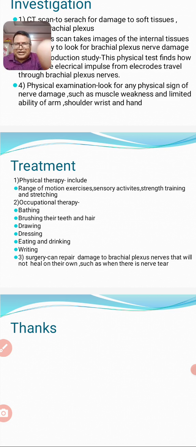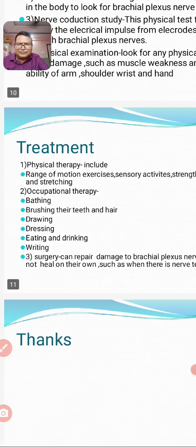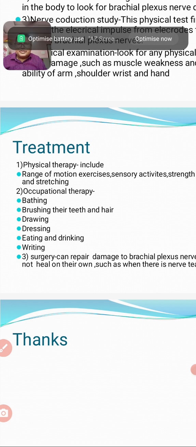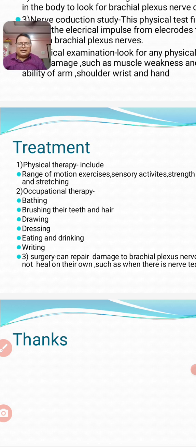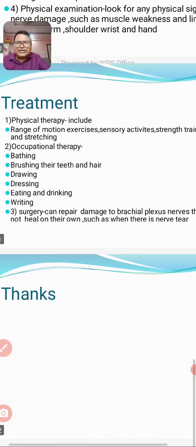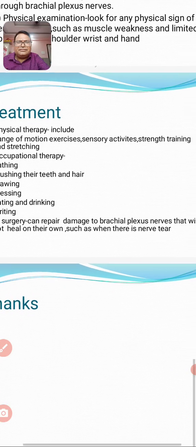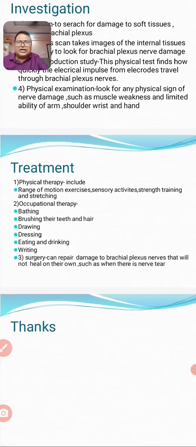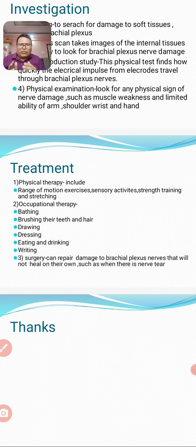Next is occupational therapy. What are the activities? Bathing, brushing their teeth and hair, drawing, dressing, eating and drinking, writing. These are the occupational therapy. And last is the surgery. The surgeon can repair damage to the brachial plexus nerve that will not heal on its own, such as when there is a nerve tear. When the nerve will not heal on its own, the surgeon can repair the damage to the brachial plexus. This is all about the brachial plexus.